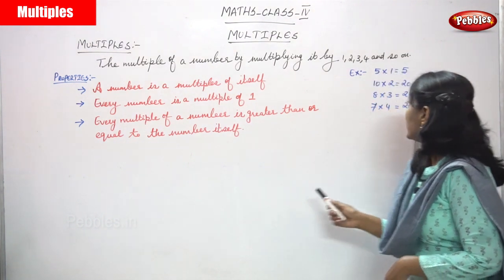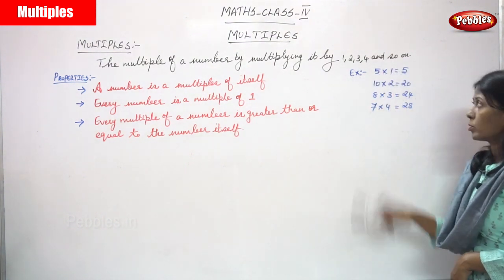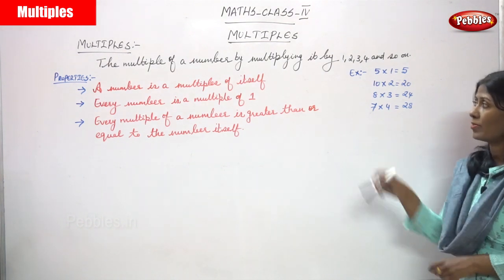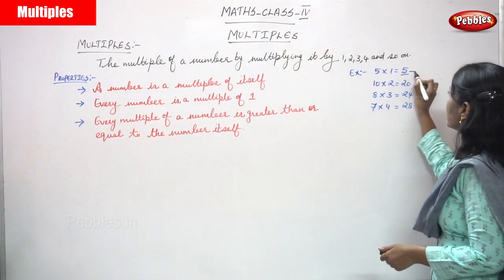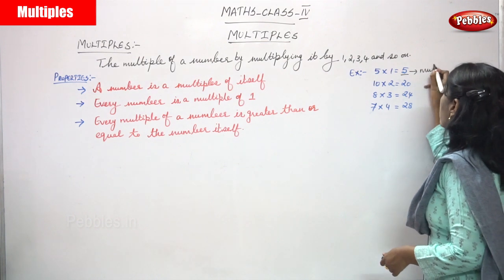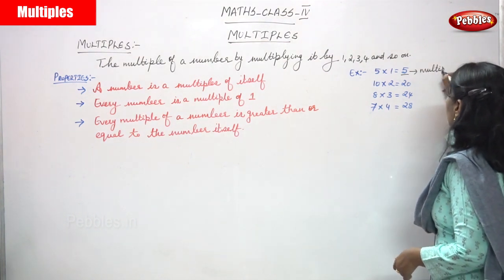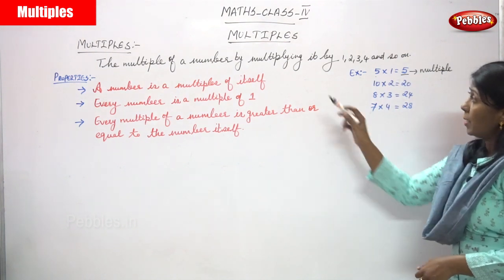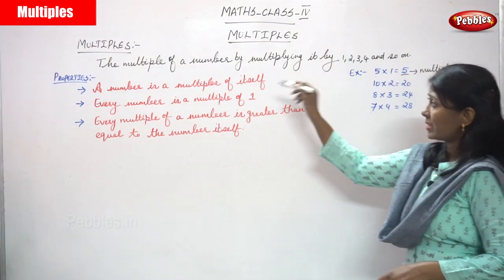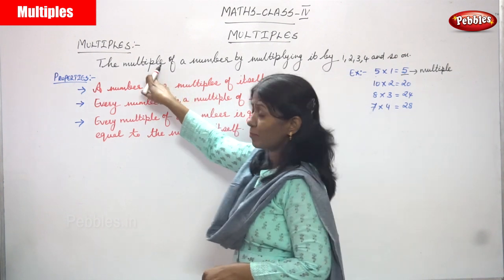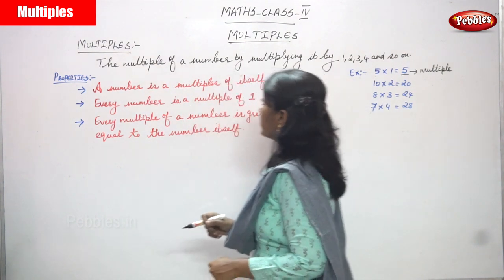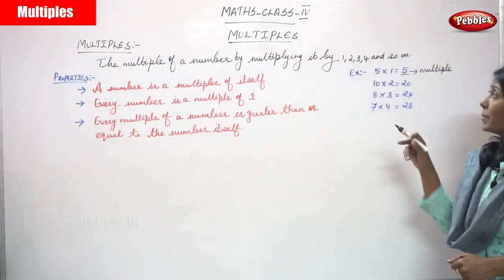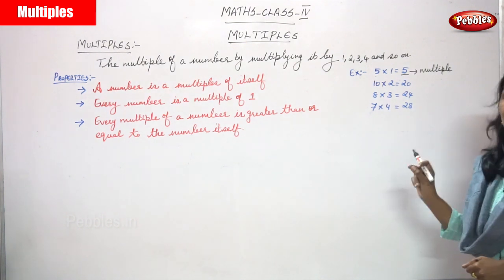See, the example is 5 into 1 is equal to 5. So this 5 is a multiple of the number. I am giving the example of 5. The multiples of a number are obtained by multiplying it by 1, 2, 3, 4 and so on.